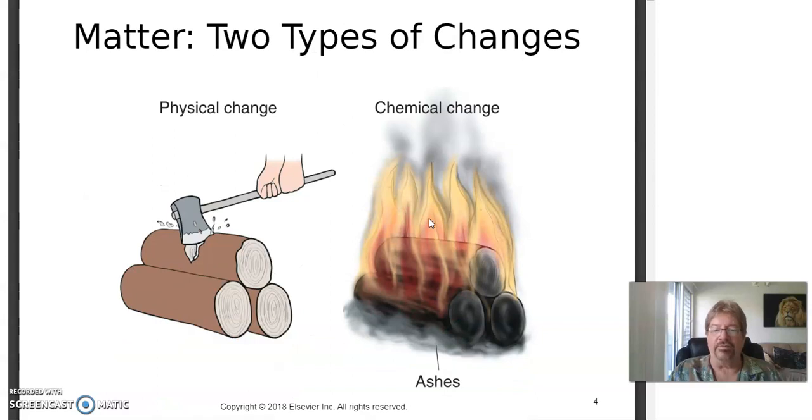Okay, there's a couple different kinds of changes that can occur to matter. We can have a physical change, like the picture of chopping wood, or we can set that wood on fire and release thermal energy, which is a chemical change. These are important to understand. Physical change, you just change the physical property of a chemical. You've changed it in a very basic way that cannot be reversed.